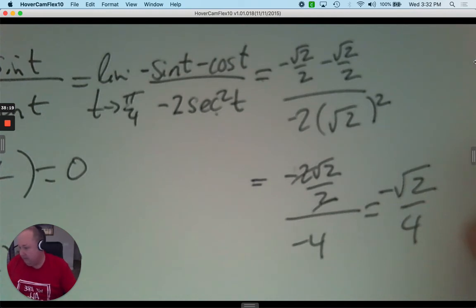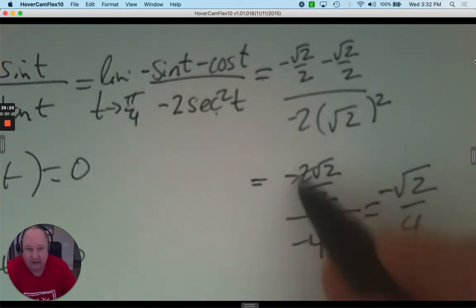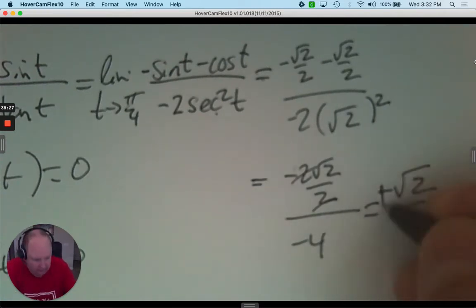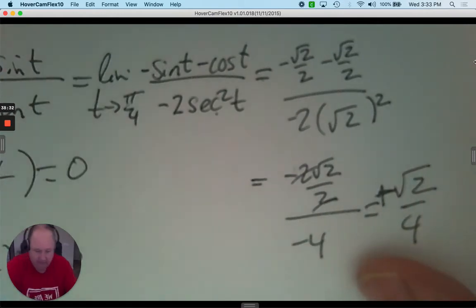That's a good one, right? I got a negative answer. Should I have gotten a negative answer? Yeah, because a negative divided by a negative would give you a positive answer. So it's positive root 2 over 4. Perfect. Number 19.